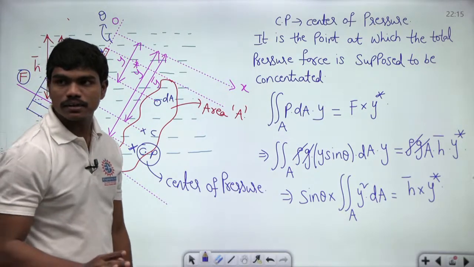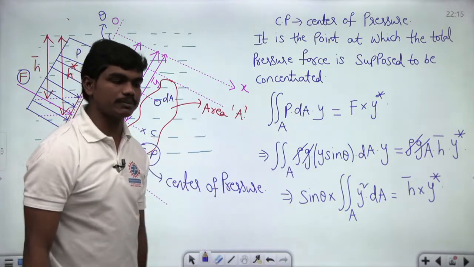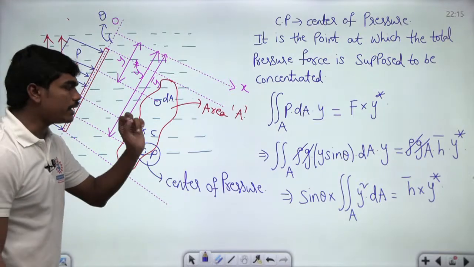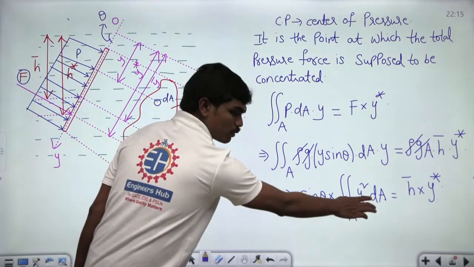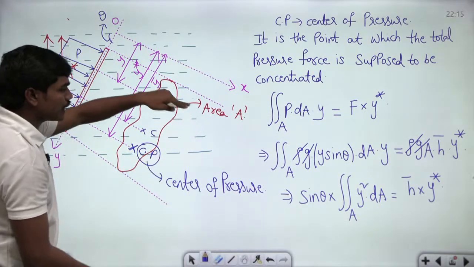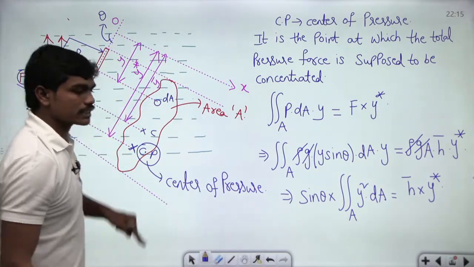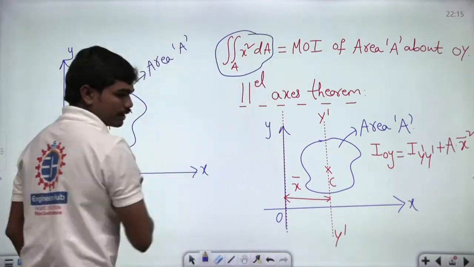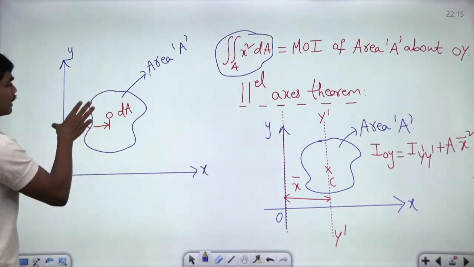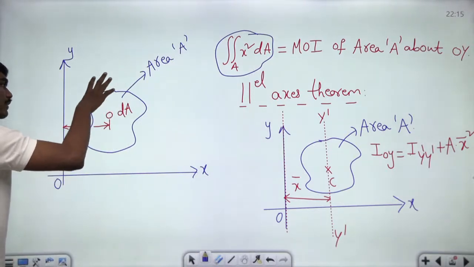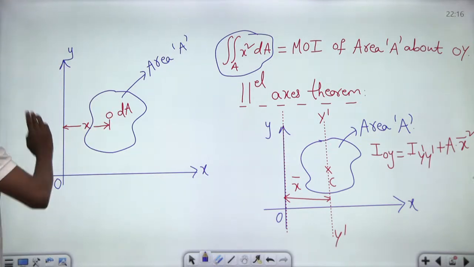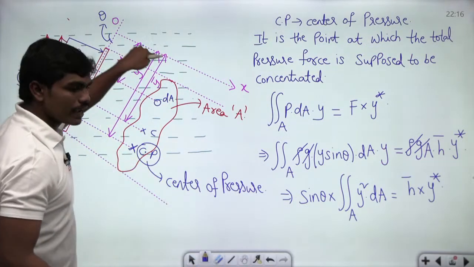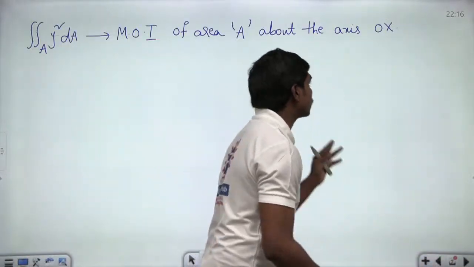So can you all understand this part? If you can understand this, we will go for the next part. Are you all clear till this point that this double integral of area A y square dA will be equal to the moment of inertia of this complete area about this OX axis? Because we have seen previously that if this distance is x, then the double integral of x square dA is nothing but the moment of inertia of this complete area about this OY axis. Similarly, since this y is the distance measured about this OX, this is nothing but the moment of inertia about this OX.